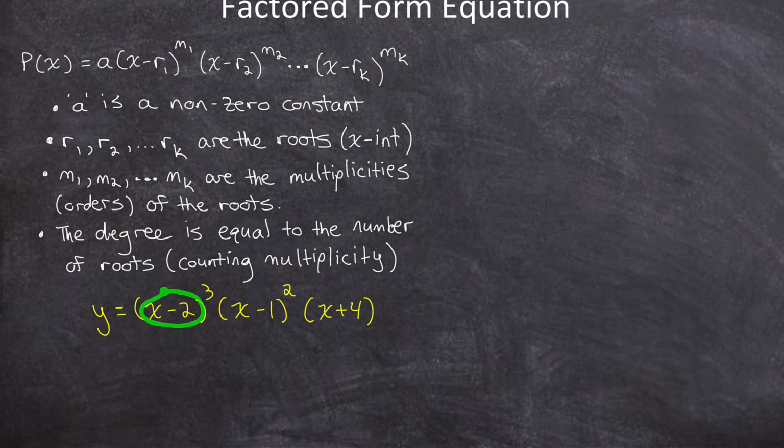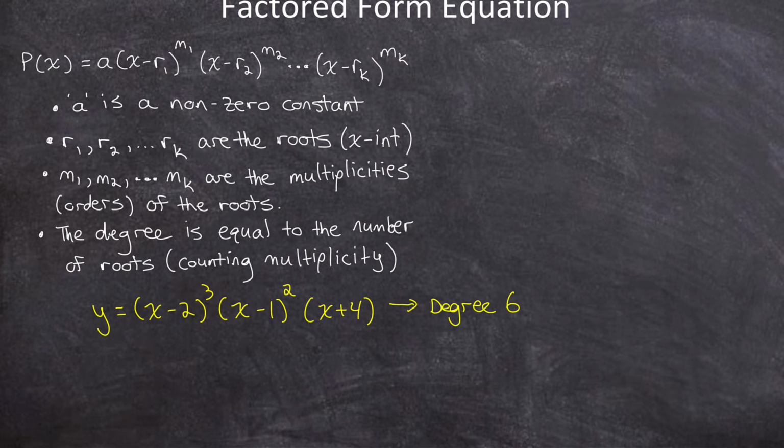Now this factor would be 0 if x was 2, which means 2 is a root of this equation. And since this factor is repeated 3 times, we say the root of 2 has a multiplicity of 3. The root of 1 has a multiplicity of 2, and this factor will be 0 if x was negative 4, so the root of negative 4 has a multiplicity of 1. To find the degree of this polynomial function, we have to add up all the roots counting their multiplicities. So we would have to do 3 plus 2 plus 1, which is 6. So this is a degree 6 polynomial.